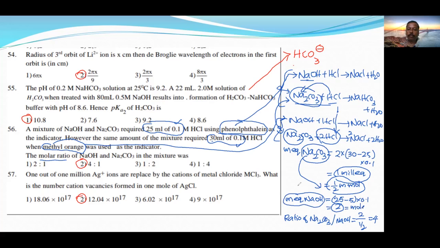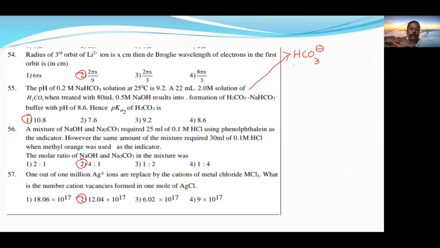Okay. Now we have to find out the ratio of NaOH to Na2CO3. NaOH is 2 moles, Na2CO3 is half mole. Therefore, the ratio will be 4:1. So the answer is the second option. Okay. Now, let's see the next question. Before proceeding, take a screenshot of this and we will proceed to the next part.